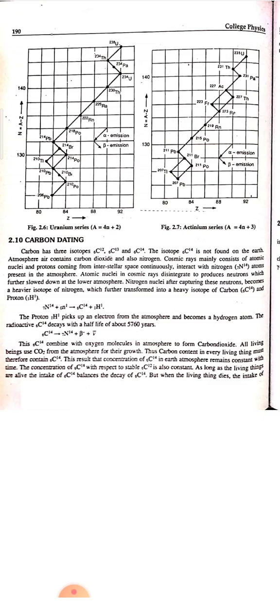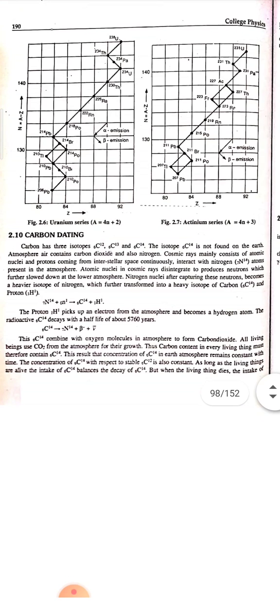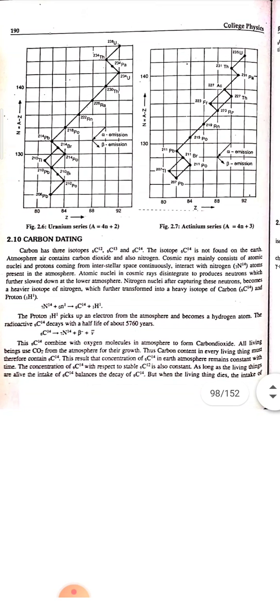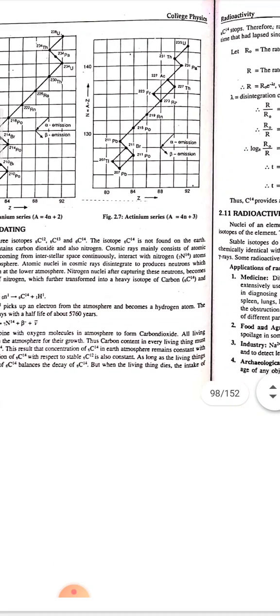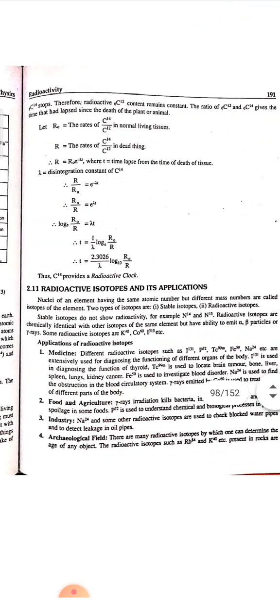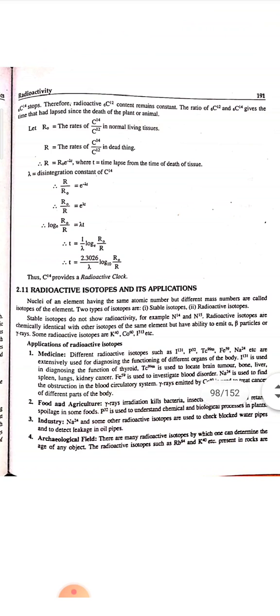This results in the concentration of C-14 in the Earth's atmosphere remaining constant with time. The concentration of C-14 with respect to the stable C-12 is also constant. As long as living things are alive, the intake of C-14 balances the decay of C-14. But when the living thing dies, the intake of C-14 stops. Therefore, the stable C-12 content remains constant. The ratio of C-12 and C-14 gives the time that has lapsed since the death of the plant or animal. Age determination can be done.